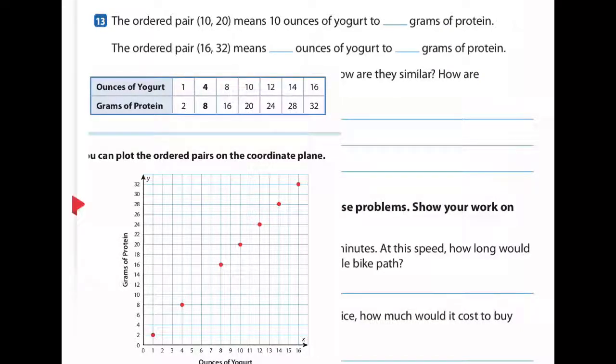Okay, number 13, it says, the ordered pair 10, 20 means 10 ounces of yogurt to blank grams of protein. Okay, so that's 10 ounces of yogurt to 20 grams of protein. The ordered pair 16, 32 means 16 ounces of yogurt to 32 grams of protein. And you can see that right here. The 16 is ounces of yogurt. The 32 is grams of protein. All right, let's go on to 14.